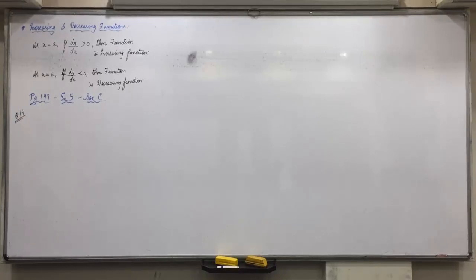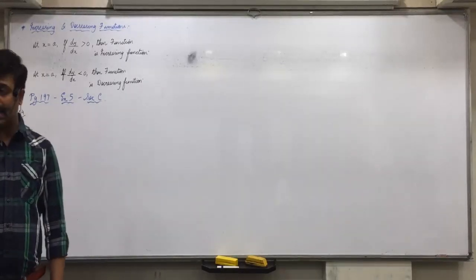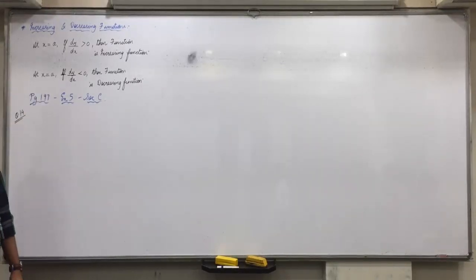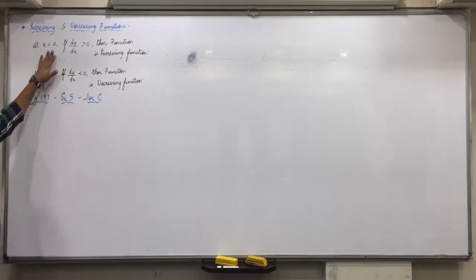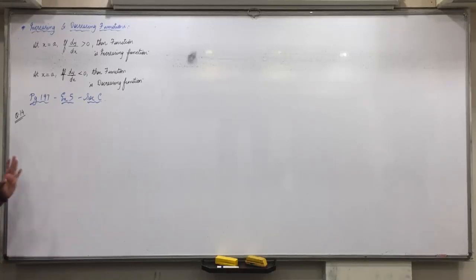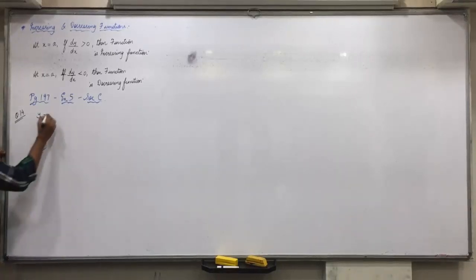Determine whether the function y equals 12 plus 4x minus 7x square is increasing or decreasing at x equals 2. Now what we have to do is, first we have to find dy by dx. Then in that function of dy by dx, we'll put x equals 2. Here the value of a is 2. After putting the value of x as 2, if you get positive answer, means the function is increasing. If you get negative answer, means the function is decreasing. Did you understand this?